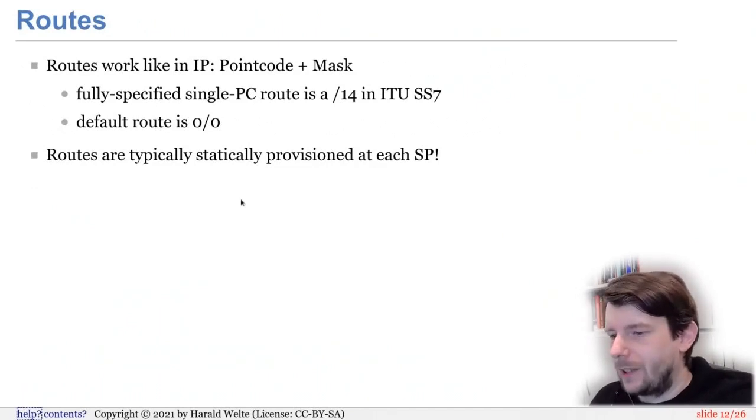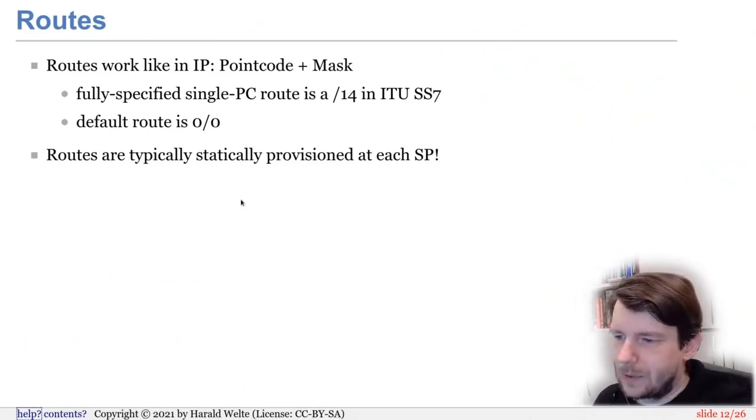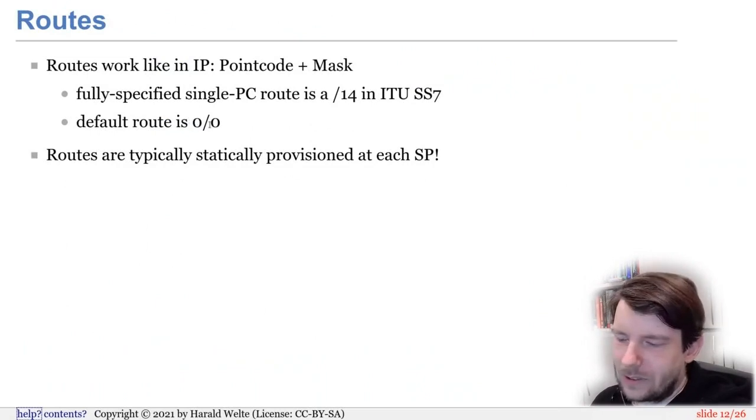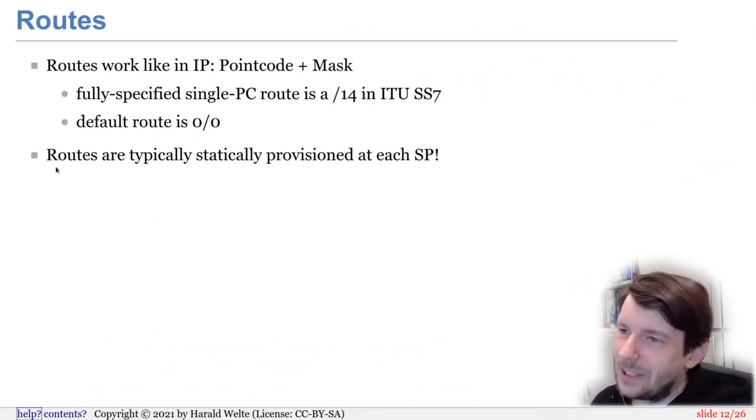In terms of routing in this network, it actually works surprisingly similar to IP. We have a point code and net mask. I think it's only called mask here in SS7. In a 14-bit point code network, of course, a /14 then is like a /32 in IP. So it's a single host or single signaling point route, and the default route would be 0/0 in the routes. One key aspect is that routes are typically statically provisioned at each signaling point.